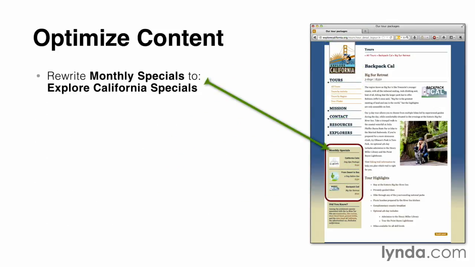Now, something else I want to look at are the monthly specials on the left-hand side of the page. Because, well, monthly specials, it's good, but it doesn't properly explain, because any website can have the phrase monthly specials. Let's make it exclusive and specific to our company. And so we change that to Explore California Specials. We can work in our brand name that also explains what kind of specials they are.